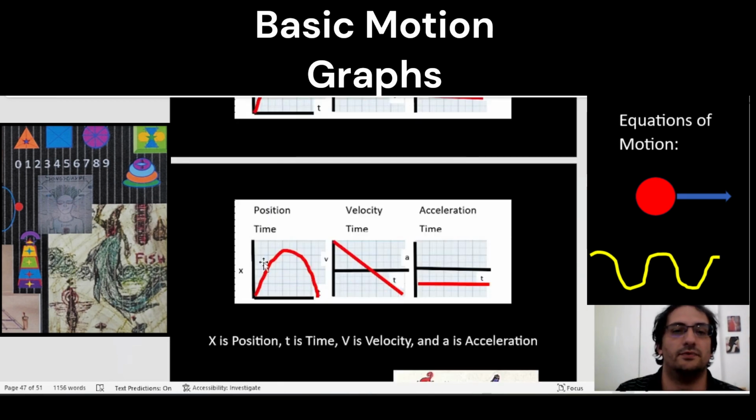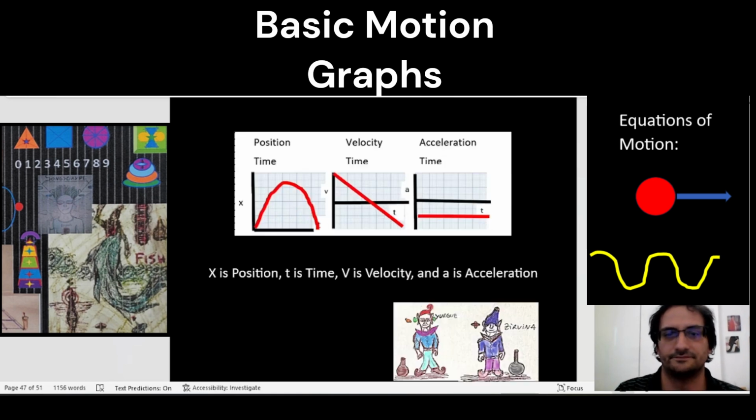Here's another example, one complete loop, where we start off with positive slope, positive velocity, we reach zero slope, zero velocity, and then negative slope, negative velocity, and acceleration is negative.